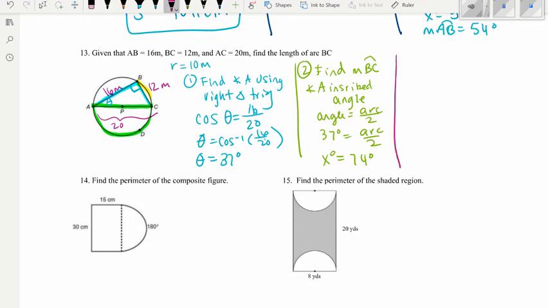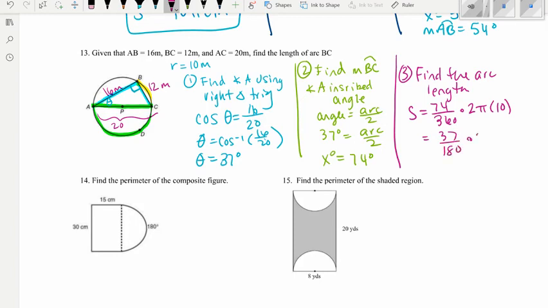And then the last thing to do is to find the arc length. So S is equal to 74 divided by 360 times 2 pi, and R is 10. So then when we solve, we get 37 over 180 times 20 pi. When we multiply 37 times 20 divided by 180, that reduces into 37 pi over 9.